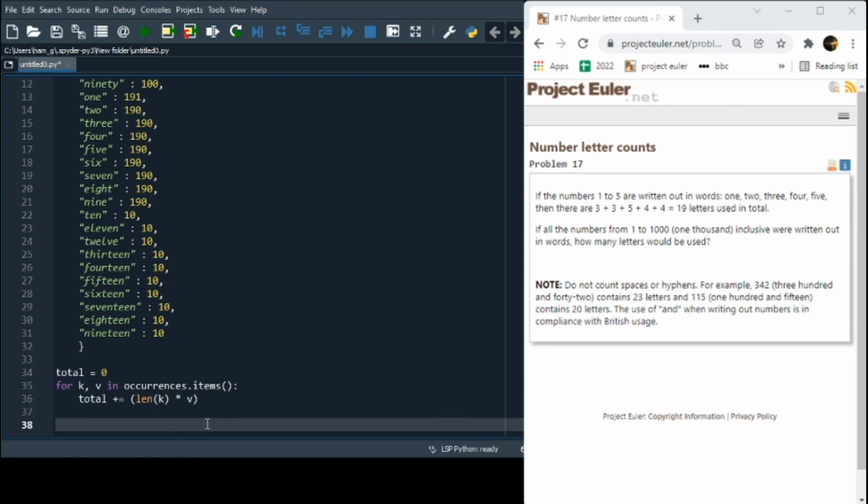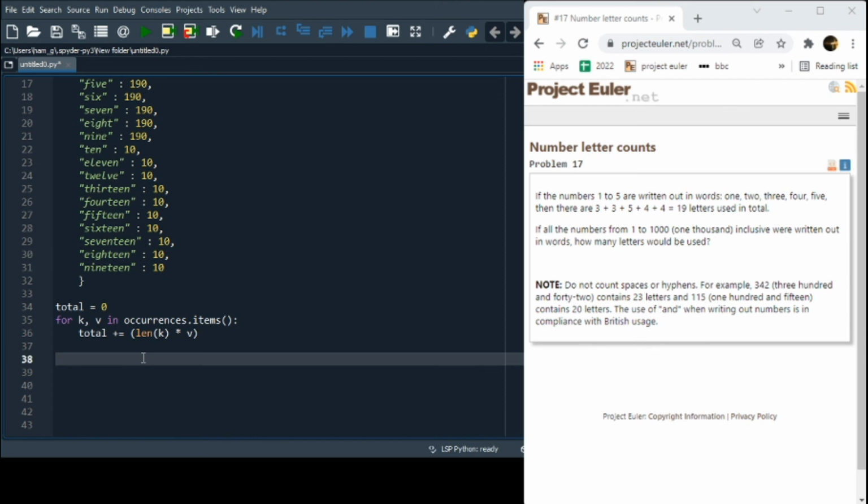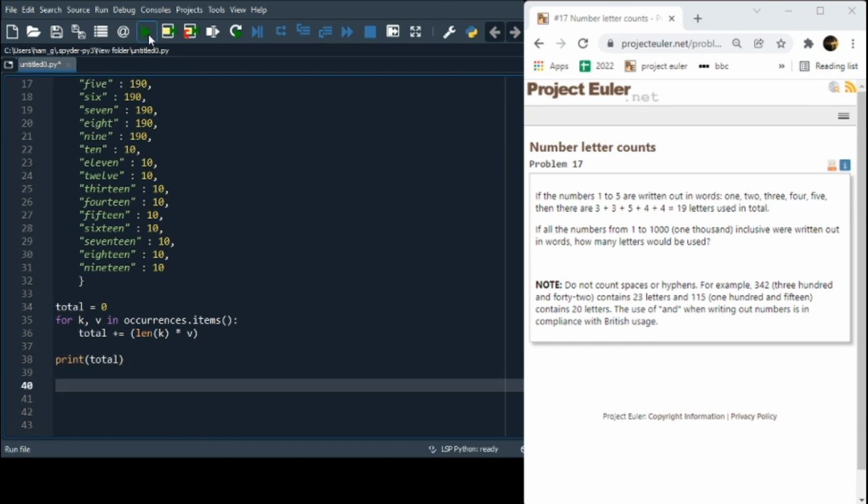And then right at the end, print off the total. And let's see if that works. Yep, it does. So that is it for problem number 17.